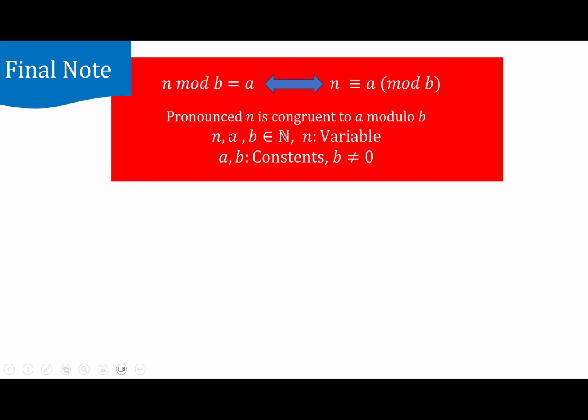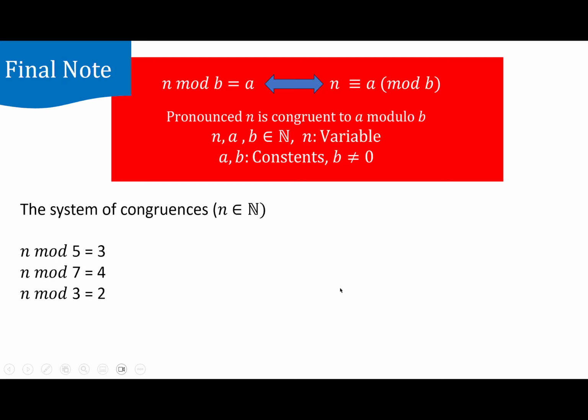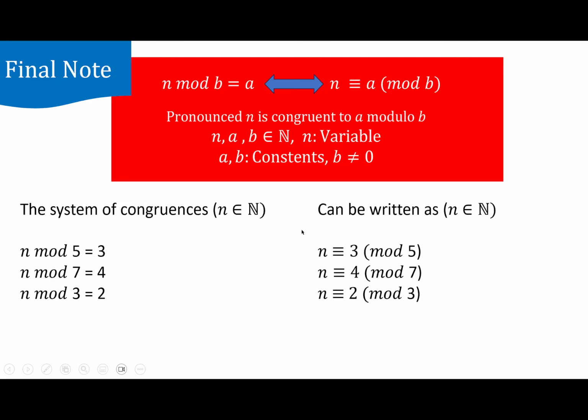Final note. In some books you find this written in this way: N mod B equals A is written N congruent to A mod B. That's how it's read: N is congruent to A modulo B. Just to let you know that sometimes in some books, instead of writing it this way, it's written this way. For example, a system like that would be written in this form.